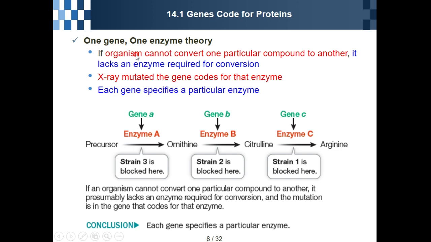Did you understand it? I try to explain very simply. Okay, this theory is very difficult to understand, but I try to explain it very simply. Okay, do you understand it?